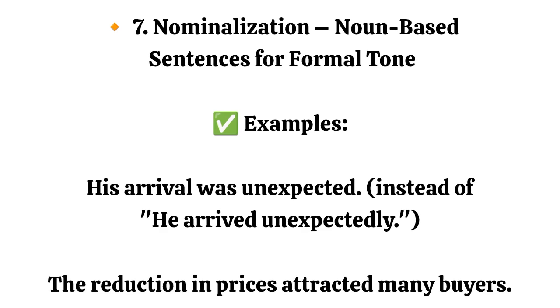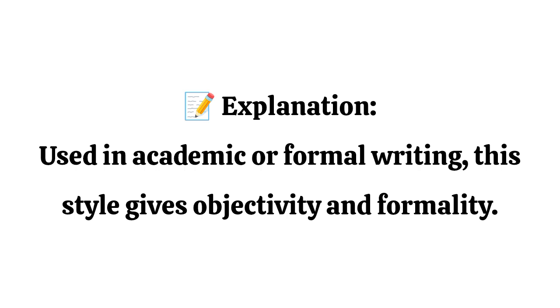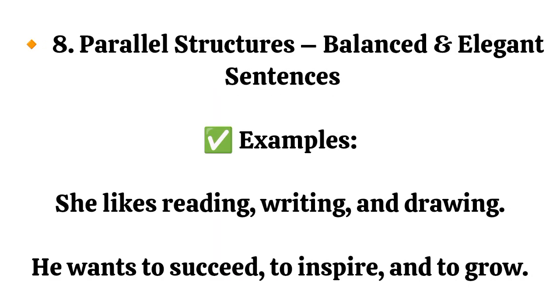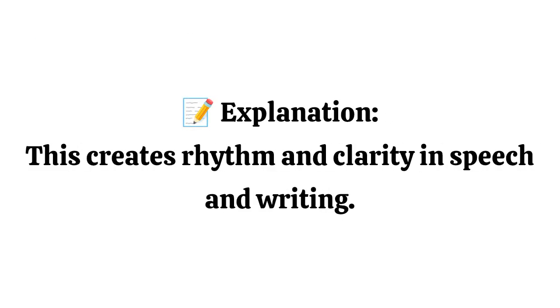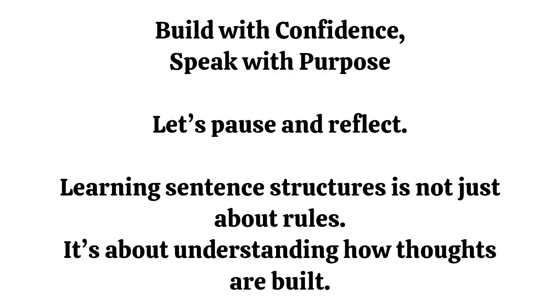7. Nominalization: noun-based sentences for formal tone. Examples: His arrival was unexpected, instead of he arrived unexpectedly. The reduction in prices attracted many buyers. Explanation: Used in academic or formal writing, this style gives objectivity and formality. 8. Parallel structures: balanced and elegant sentences. Examples: She likes reading, writing, and drawing. He wants to succeed, to inspire, and to grow. Explanation: This creates rhythm and clarity in speech and writing. Build with confidence, speak with purpose.